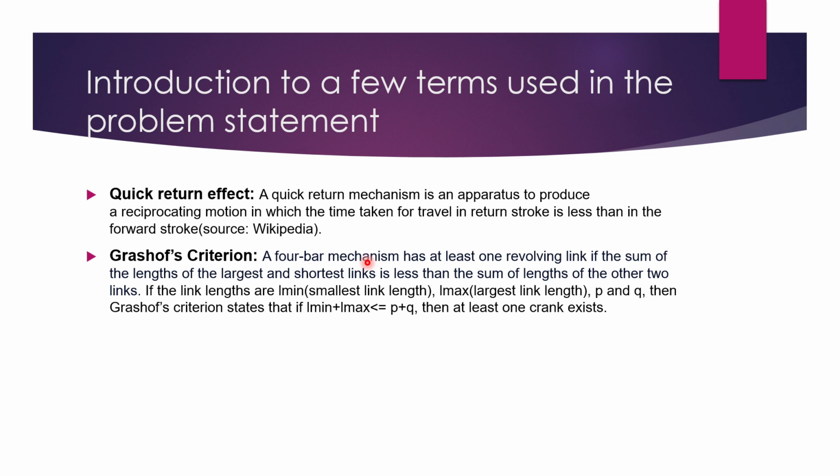And the next term is Grashof's criterion. In a 4-bar mechanism, there exists at least one revolving link if the sum of the lengths of the largest and the shortest links is less than the sum of the lengths of the other two links. And here you can see the formula.